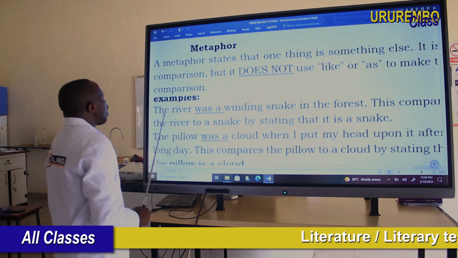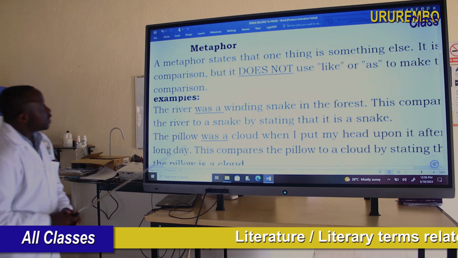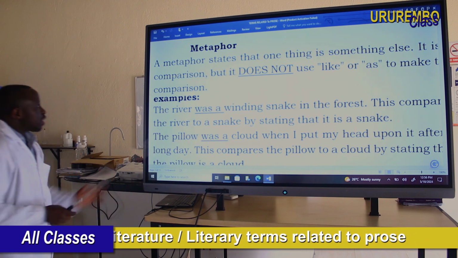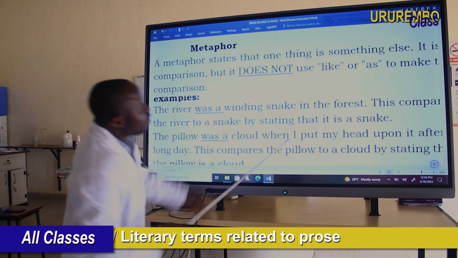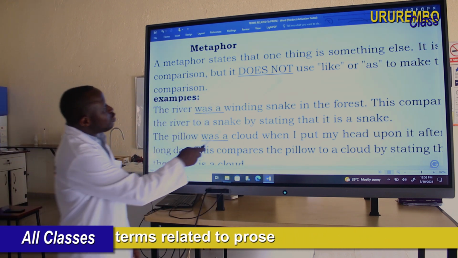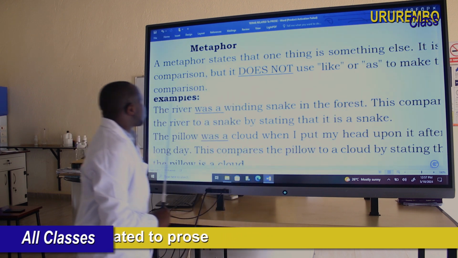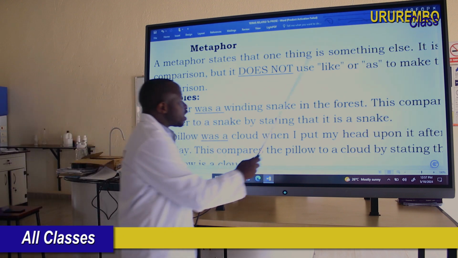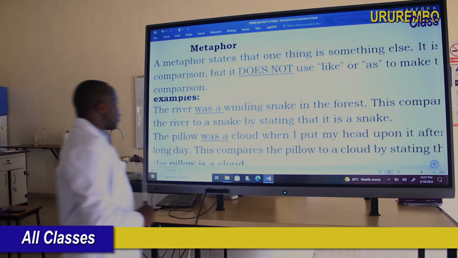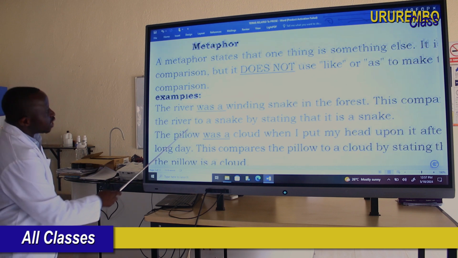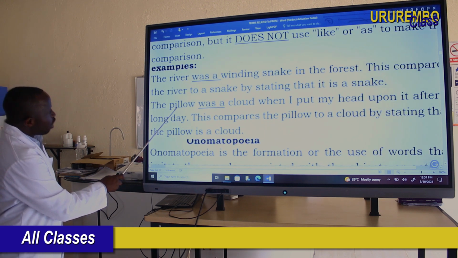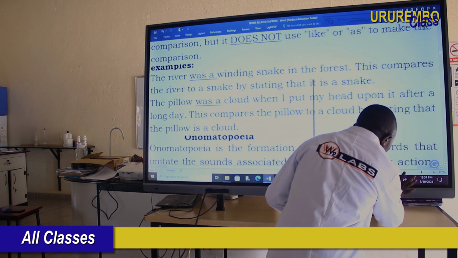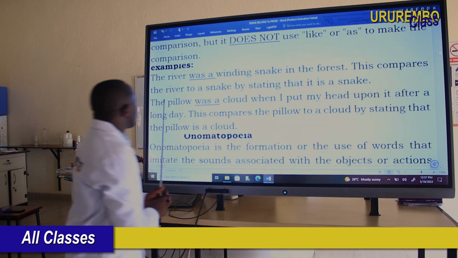Now we have metaphor. Metaphor, as you can see, is a comparison, but it does not use like and as to make the comparison. So there is a comparison without using the words like and as. Example here, you can check the example, dear student.